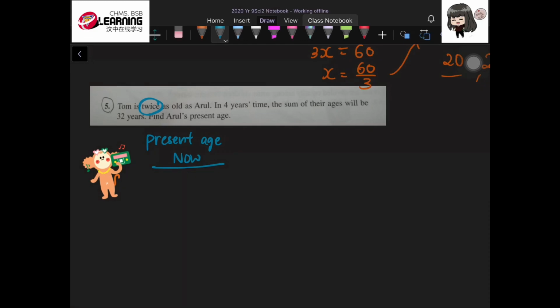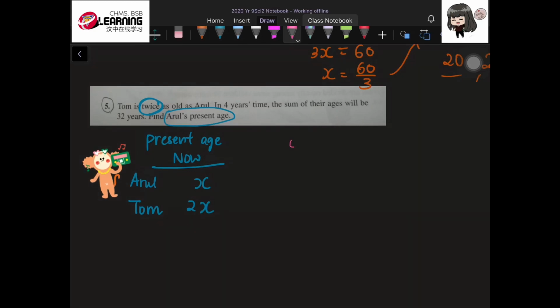So we have Arul and Tom. We don't know how old Tom and Arul are, so we use unknowns. We let Arul's age now be X, the present age, because we are finding Arul's present age. So if Arul is X years old, then Tom will be twice Arul's age, which is 2 times X. So Tom will be 2X.